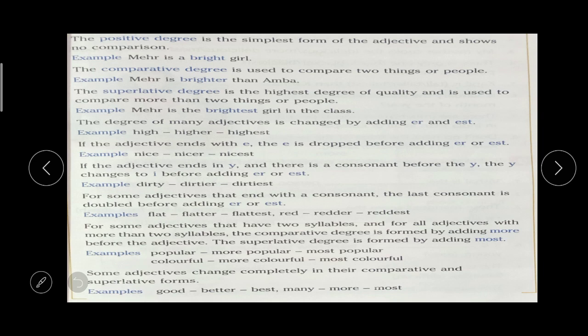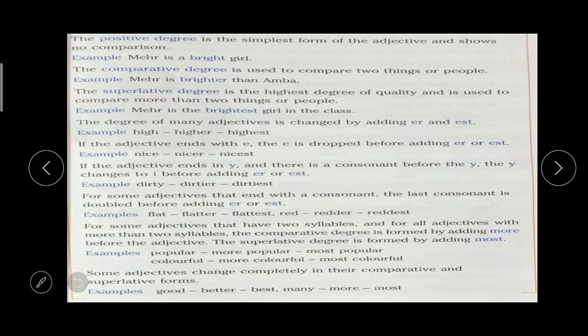Number 3, that is superlative degree. It is the highest degree of quality, and it is used to compare more than two things or people, like Meher is the brightest girl in the class. So here we have compared Meher with all the students in the class.